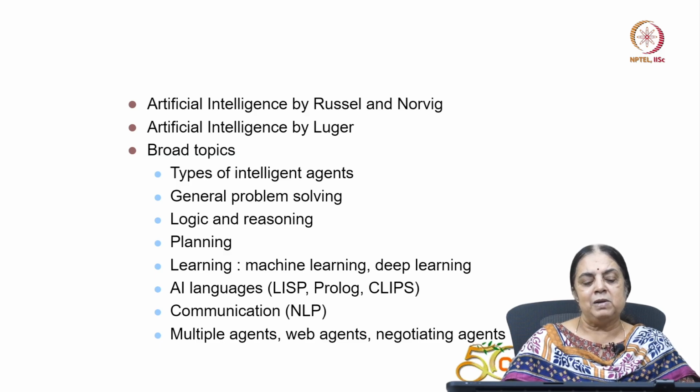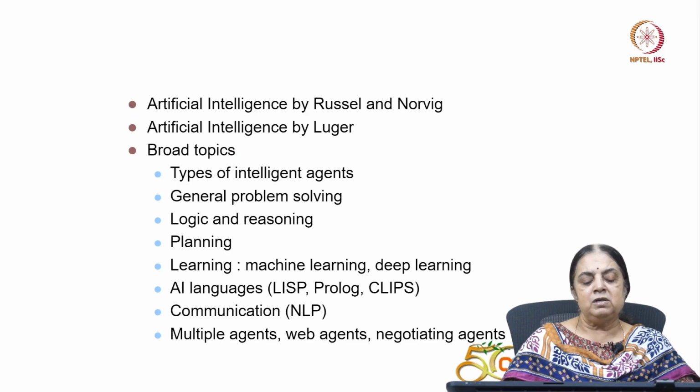Another topic is planning. So how do you find a plan to carry out a certain goal? For example, if you have some space mission, what are the steps which need to be taken in the space mission? So you plan it out. So that is what we mean by planning. So there are different types of planning algorithms, and we'll go through those different planning algorithms.